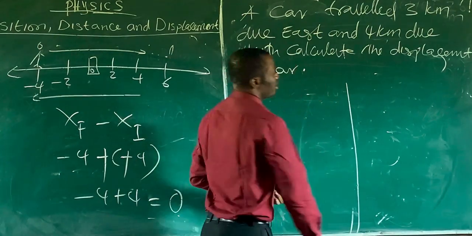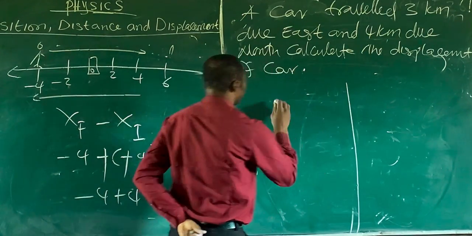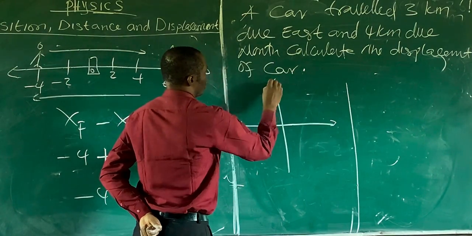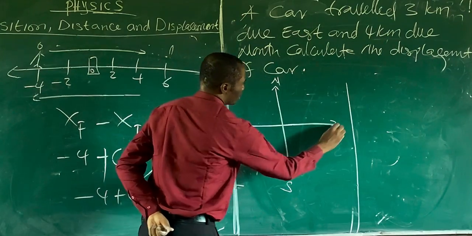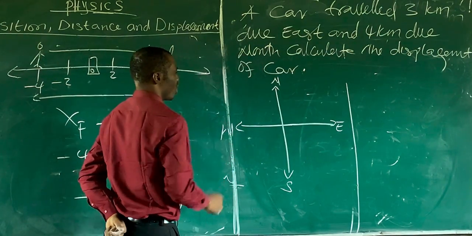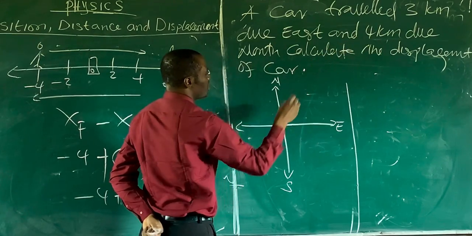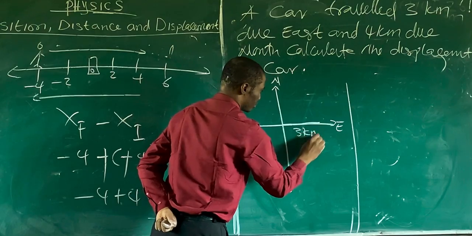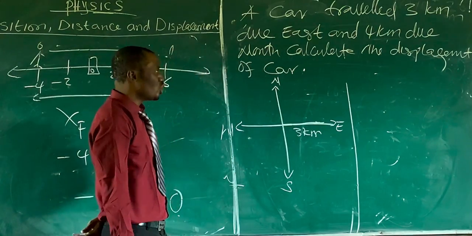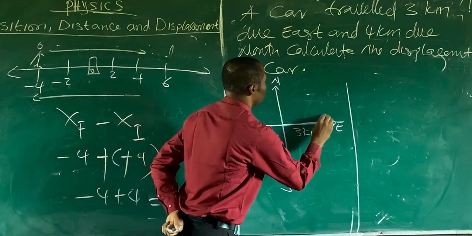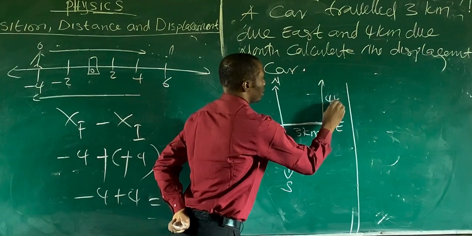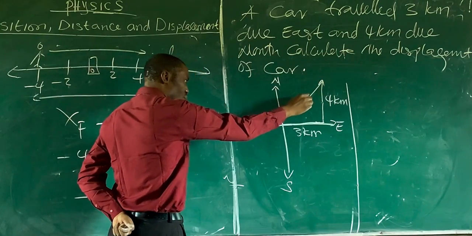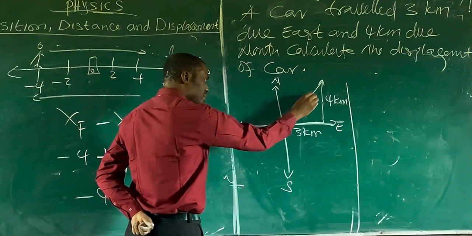Now, just look at the board. If you understand what we mean by the coordinate system, like this. This is your north, this is your south, this is your east, this is your west. Now, this guy is traveling 3 kilometers to the east. This is 3 kilometers. And then he traveled 4 kilometers to the north. This is 4 kilometers. Now, what is the resultant vector here on the displacement? Look at it. What's the displacement of this guy?